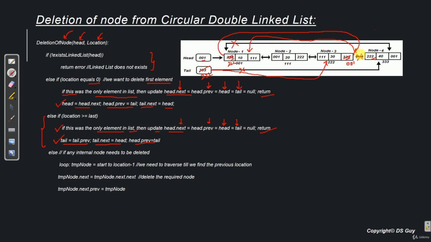So after all these steps, we see that node 4 is not being pointed by any reference variable anymore. So it becomes eligible for garbage collection and the system deletes it.